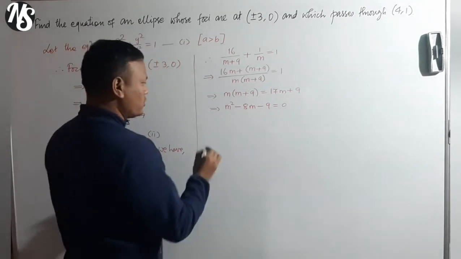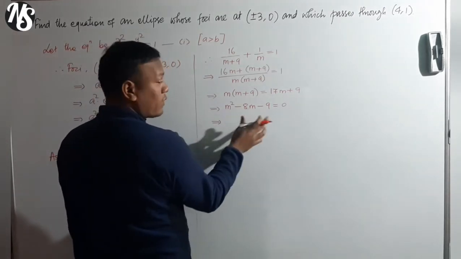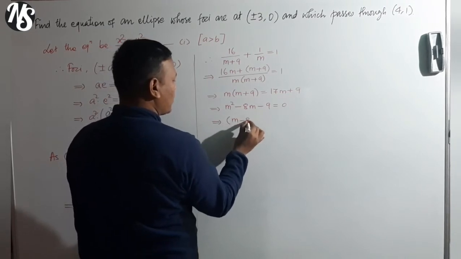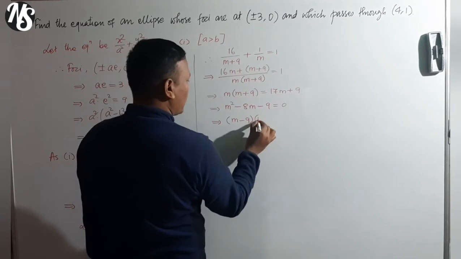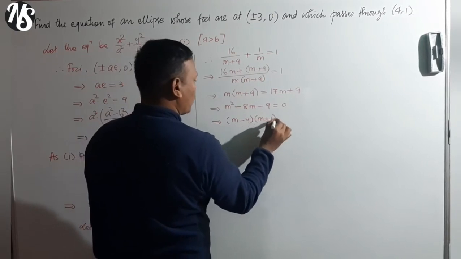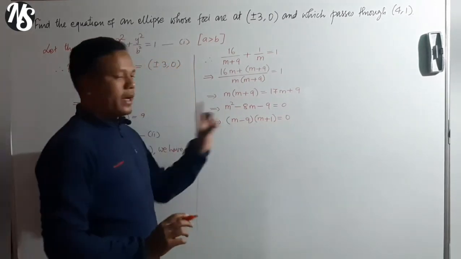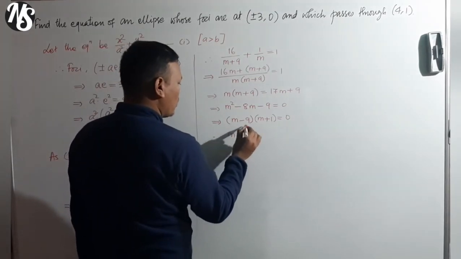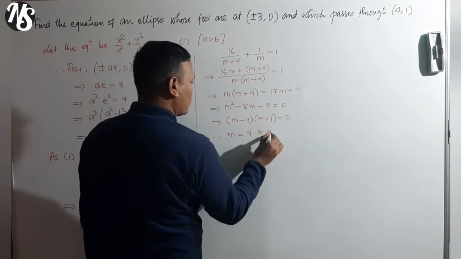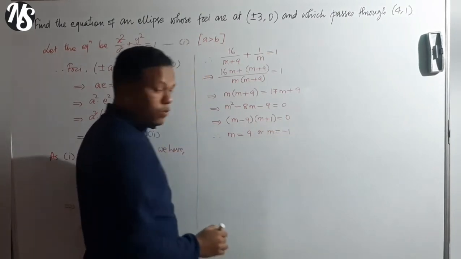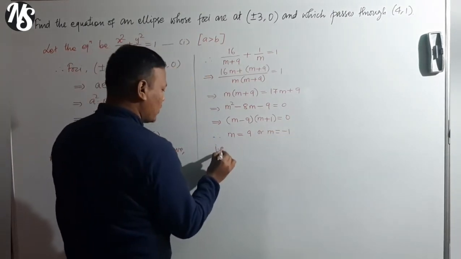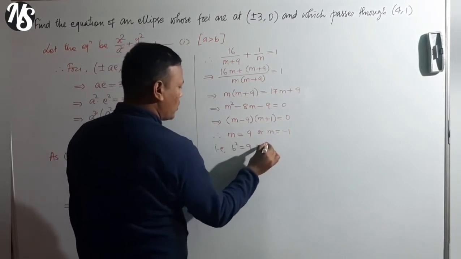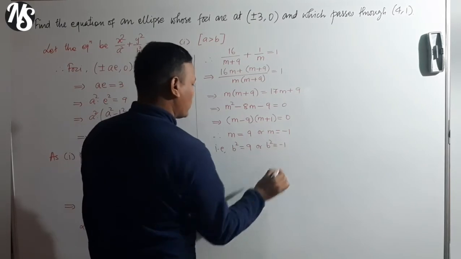Solve this quadratic equation. When you factorize this, this will turn out to be m minus 9 into m plus 1 equals 0 after factorization. So this means m is equal to 9 or m is equal to minus 1. What is m actually? M is b square, right? So b square is 9 or b square is equal to minus 1.